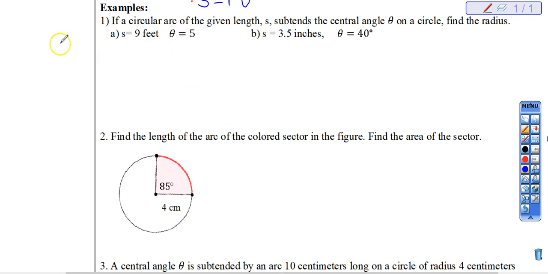So we have a central angle of 5 radians. I want you to think about how many radians are in a full circle. How many radians are in a full circle? 2 pi. What's 2 times pi?